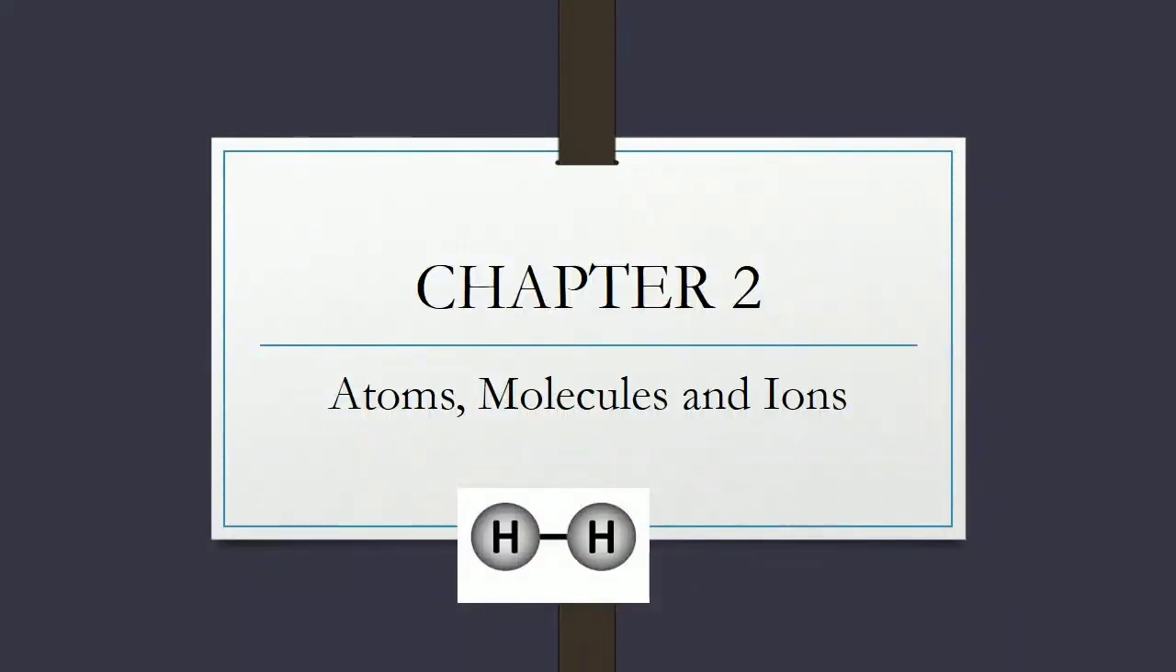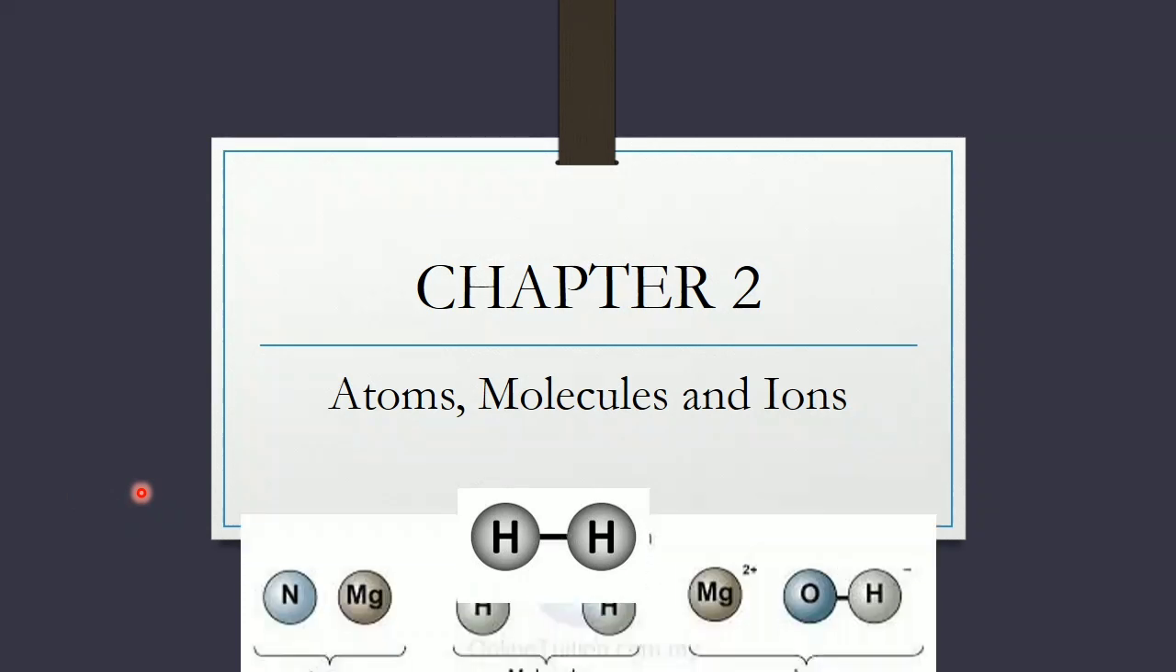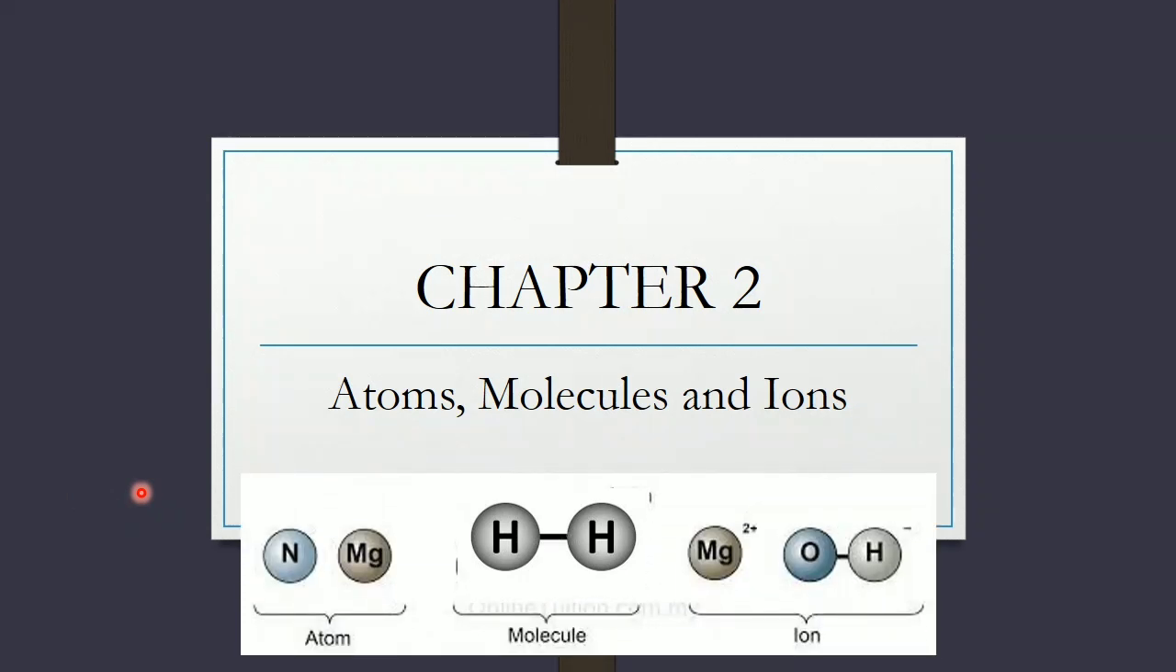Today we are going to discuss chapter 2, Atoms, Molecules and Ions. So an atom is the basic and smallest unit of matter, and a molecule is where more than one atom is combined together, and an ion is where there is a charge on the atom.